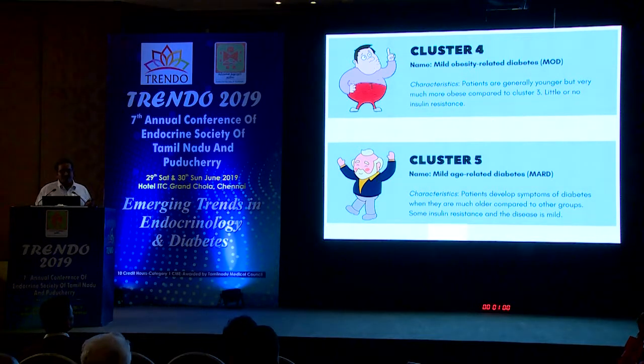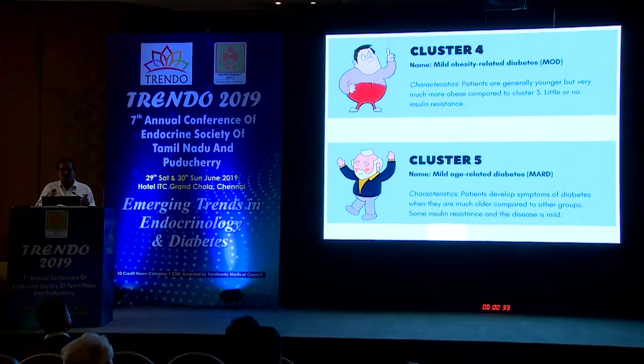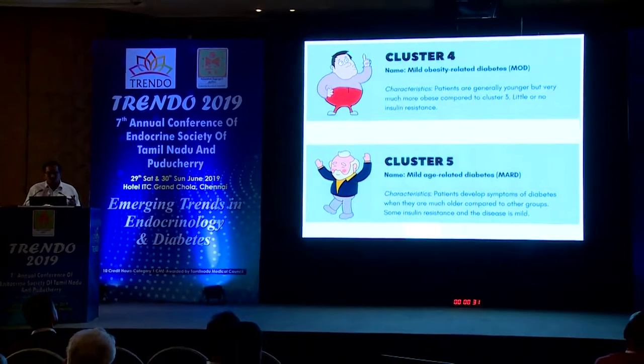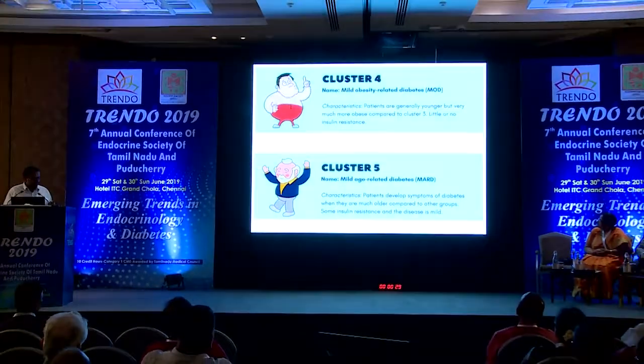Cluster 4 is your mild obesity-related diabetes, where patients are generally younger, much more obese, and they tend to have very mild diabetes. They usually respond very well to weight loss related measures, including dietary and other bariatric methods. Cluster 5 is your mild age-related diabetes. As you get older, over a period of time, your sugars will go up a little bit, drift up a little high. That's a mild age-related diabetes. Again, nothing causing alarming complications. So again, you want to be gentle with this group.